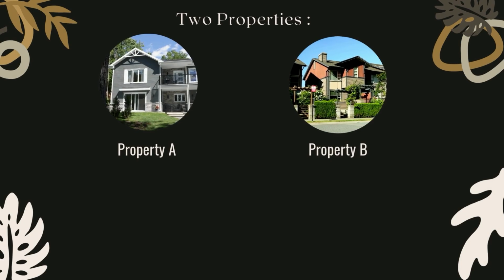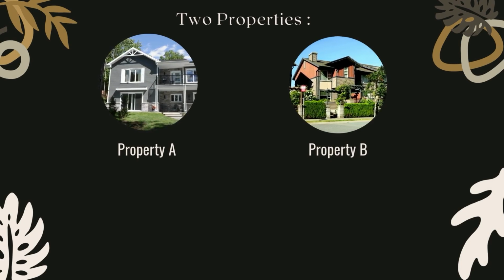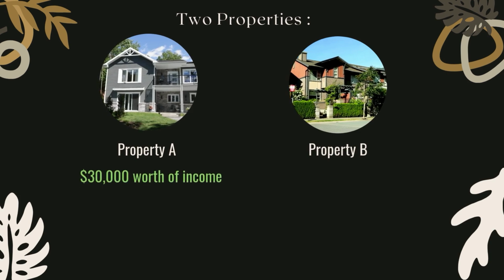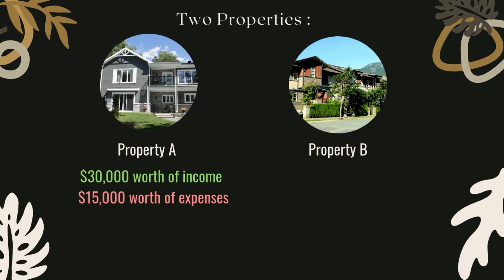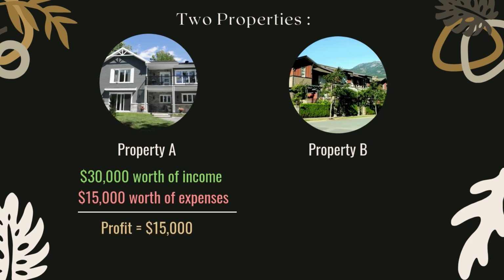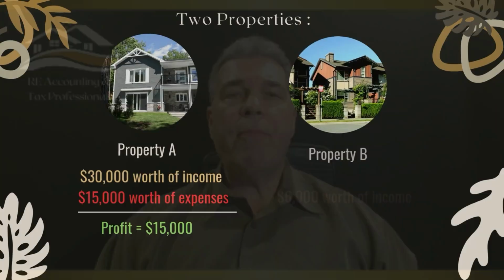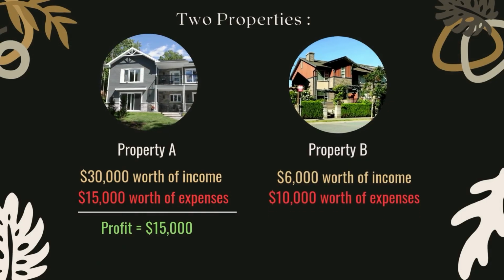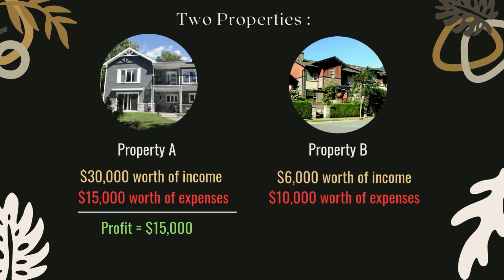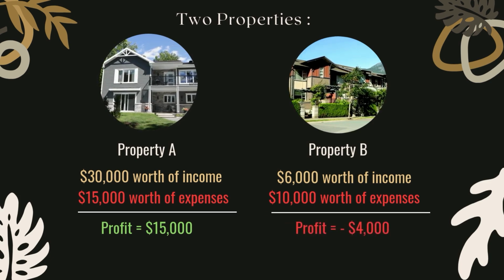Let's say that you bought 2 properties, property A and property B. On property A, you had $30,000 worth of income and $15,000 worth of expenses, resulting in a $15,000 profit. However, on property B, you weren't that successful. Property B yielded $6,000 in income and $10,000 in expenses, resulting in a $4,000 loss.